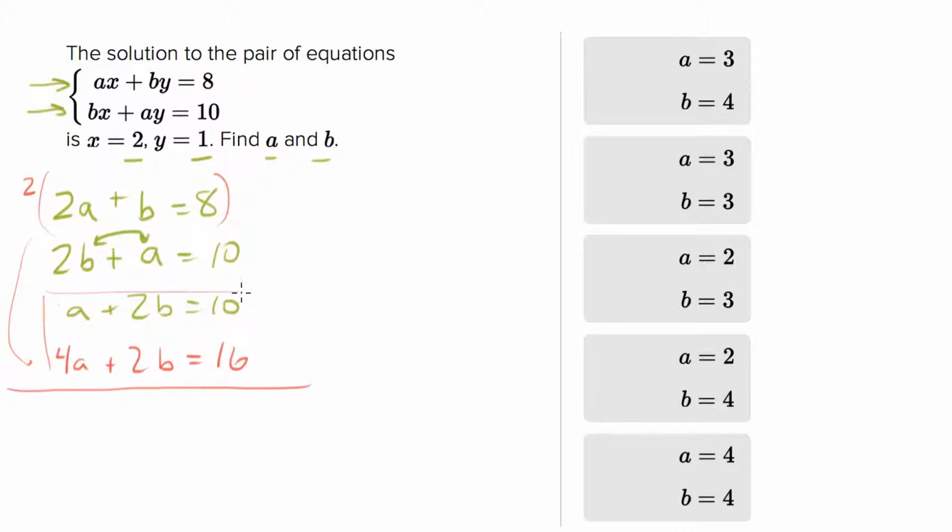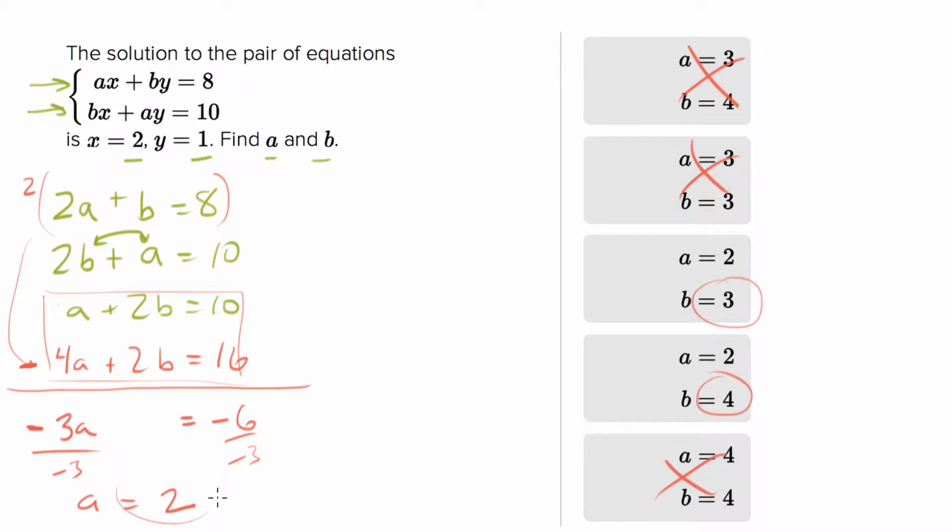Now I'm just going to look at these 2 equations, and I'm going to subtract them. So a minus 4a is 3a, 2b minus 2b is 0, and 10 minus 16 is negative 6. And I missed a negative right here, so this was a minus 4a is negative 3a equals negative 6. Let's divide both sides by negative 3, and you end up with a equals 2. So we know this can't be the answer, that can't be the answer, and this can't be the answer. But we need to figure out whether b is 3 or 4.